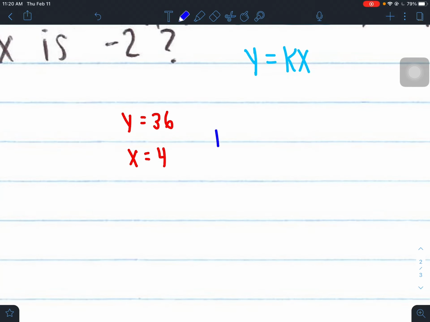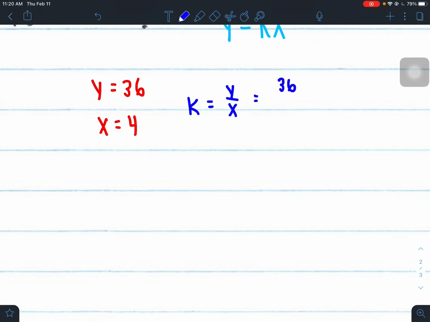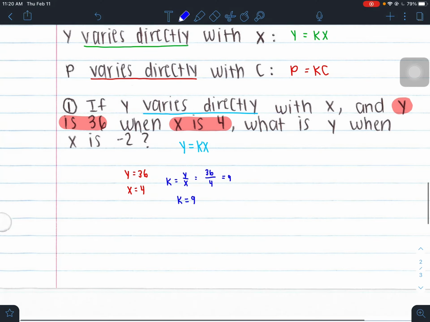Well, to solve for K, isn't that Y divided by X on the very first page? So it's going to be 36 divided by 4, which is 9. So K equals 9. But that's not my answer. They didn't ask me to find K. And remember, K represents what again? Constant of variation. They did not ask me to find the constant of variation. They asked me to solve for a different number.